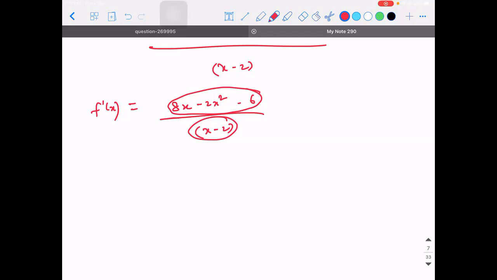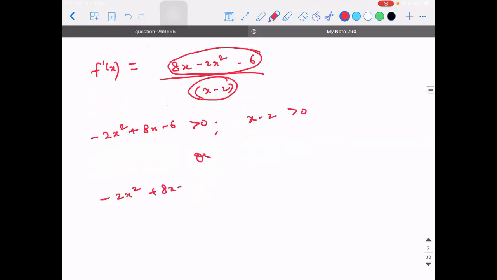One common mistake that will happen is you'll put greater than 0, you'll push the x minus 2 to the other side. Don't do that. So it is like minus 2x square plus 8x minus 6 is greater than 0 and x minus 2 is also greater than 0, or minus 2x square plus 8x minus 6 is less than 0 and x minus 2 is less than 0. Find the intervals and tell me. So this is one way, or the other way is, since this is a quadratic equation, can you factorize and tell me, guys?